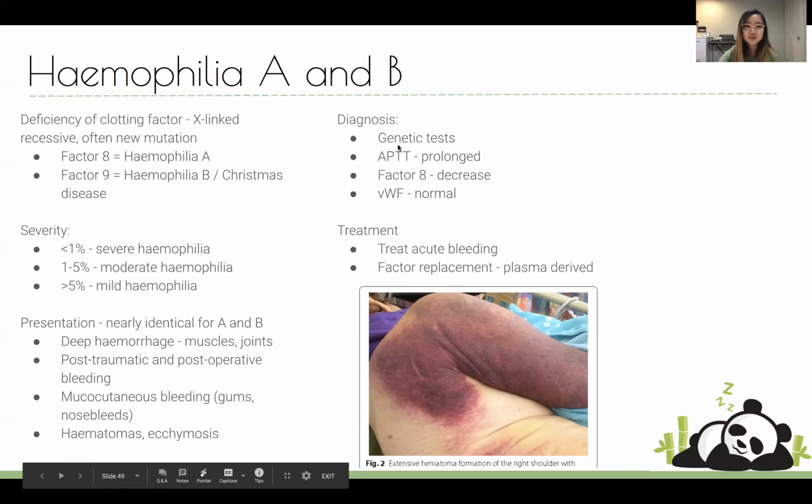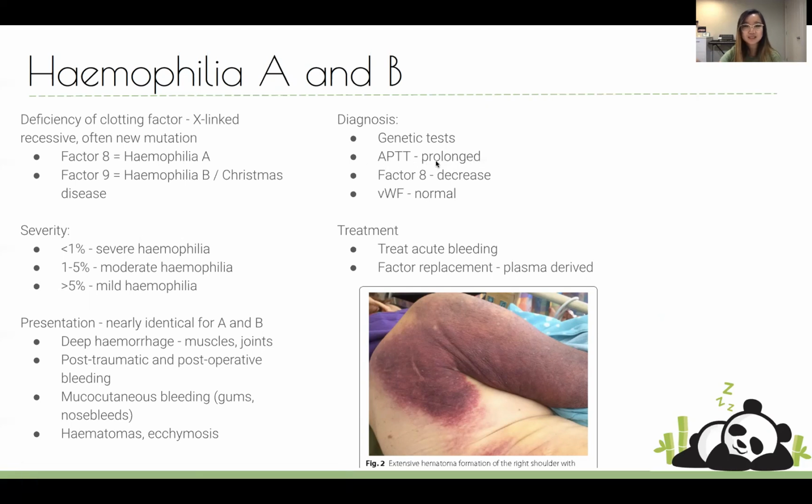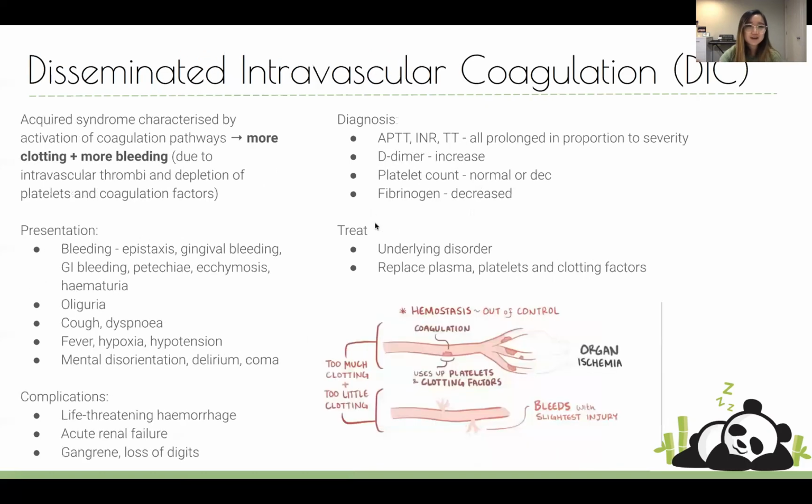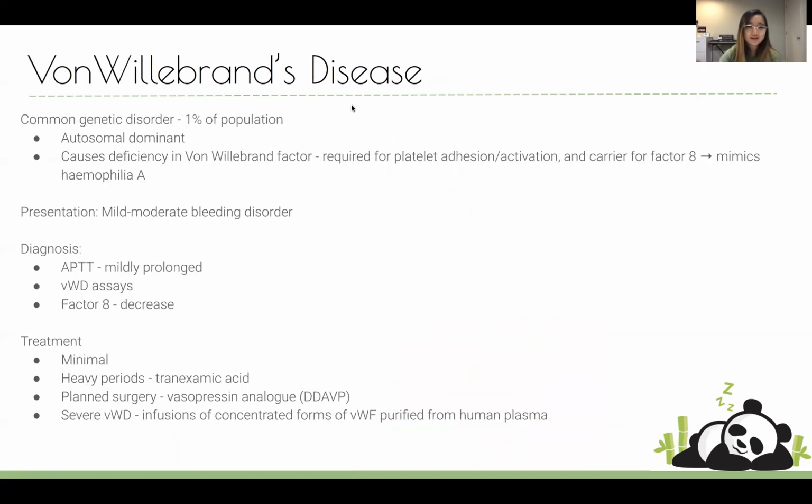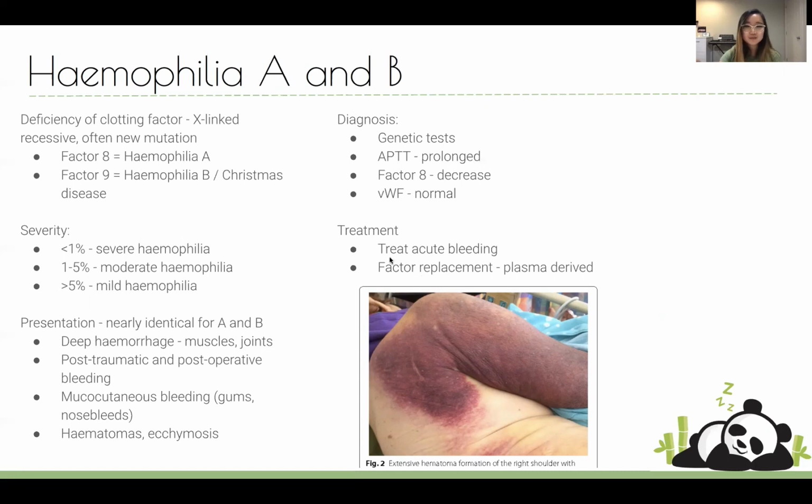Diagnostic tests, you do genetic tests, you do an APTT, PT, things like that. They would be prolonged. Factor 8 could be decreased because of hemophilia A. Von Willebrand factor will be normal because you've got nothing wrong with that. And that's to separate that from von Willebrand's disease later. Treatment is treat the acute bleeding, and then you give factor replacement, usually via some kind of plasma product.